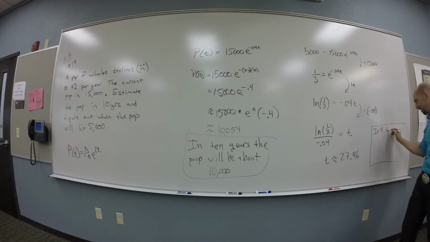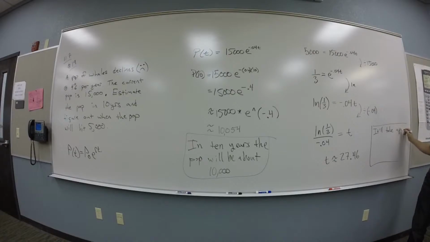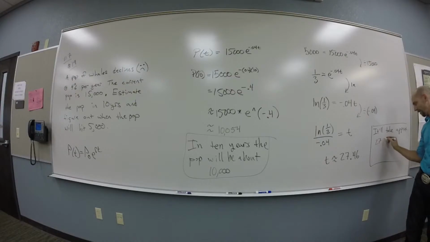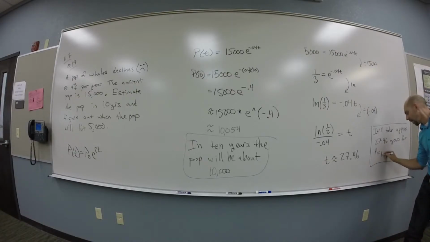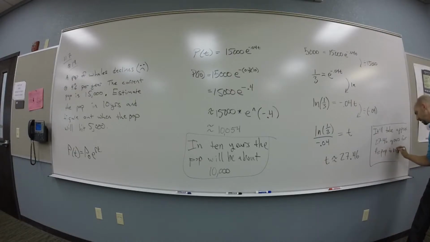Approximately 27 years. It'll take approximately 27.46 years for the population to reach 5,000. Cool? Questions on this? If it's in years, what would the .46 be?